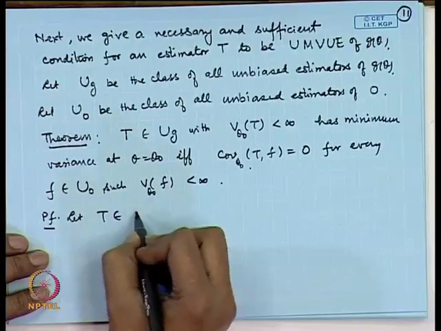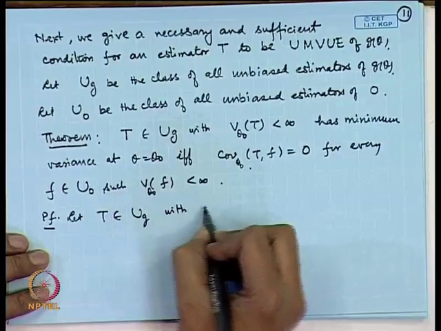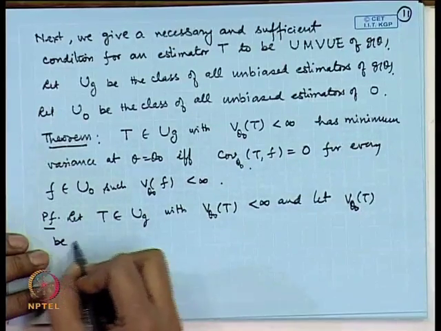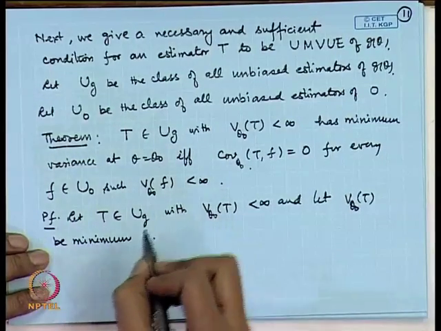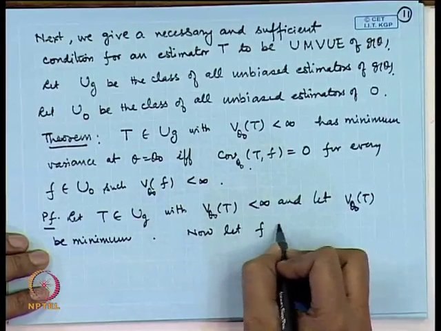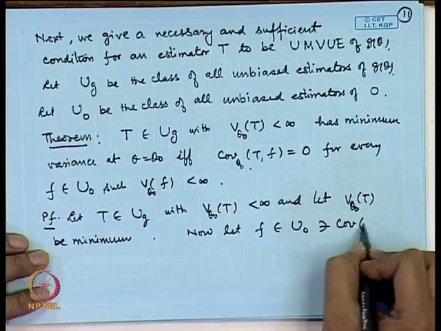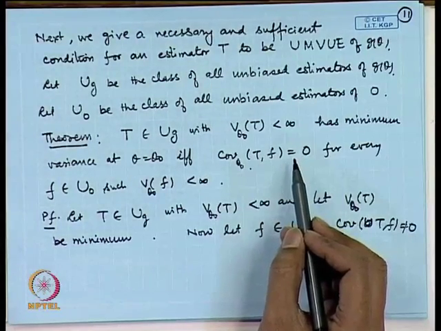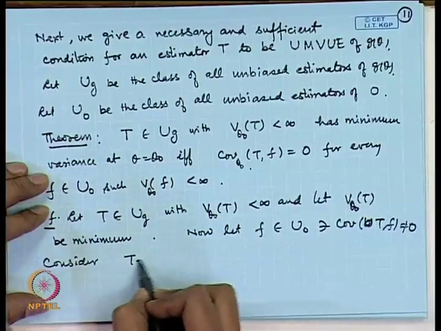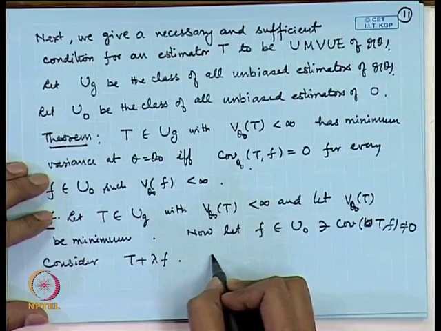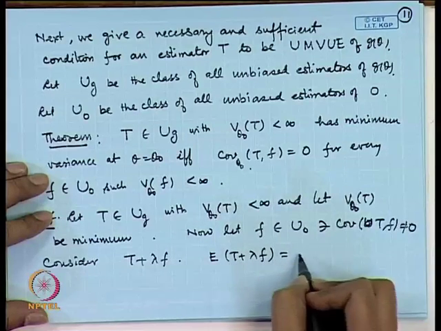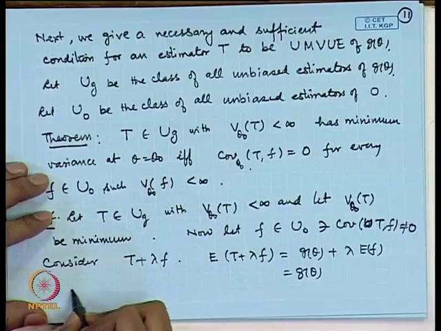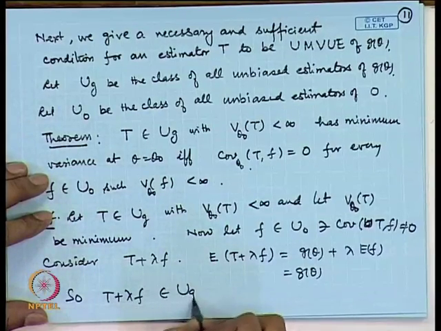So, let T be an unbiased estimator of g and its variance be finite, and let variance at theta naught of T be minimum. Now, let us consider f belonging to U 0 such that covariance between T and f is not 0. So, I am assuming contrary to what we have to prove. So, we will arrive at a contradiction. So, let us consider T plus lambda f. Now, if I take expectation of T plus lambda f, then it is equal to expectation of T, that is g theta, plus lambda times expectation of f, that is 0. So, it is equal to g theta. So, this new function which I have created, T plus lambda f, is also unbiased.